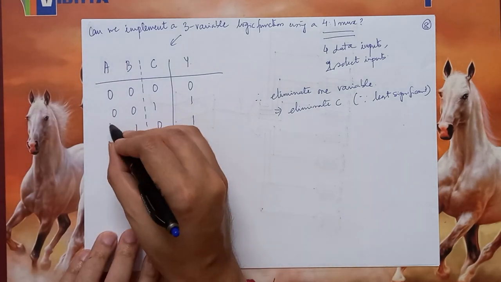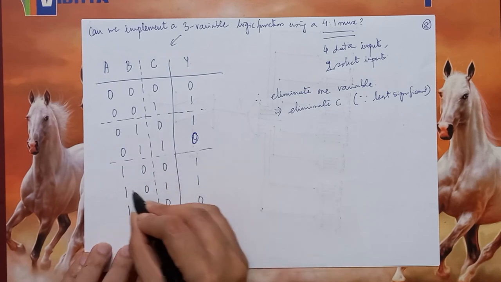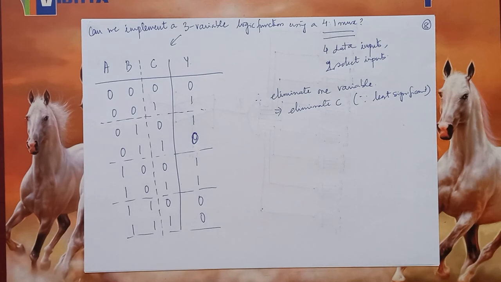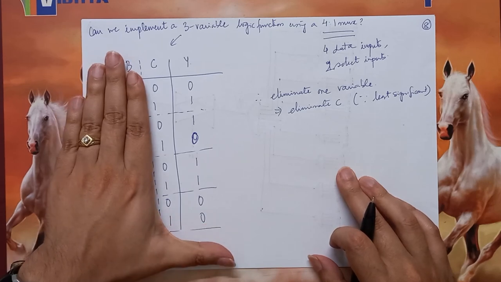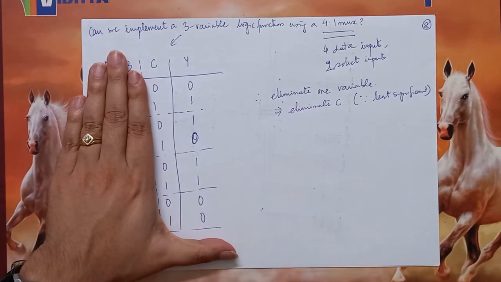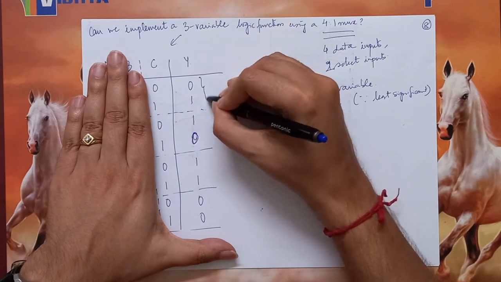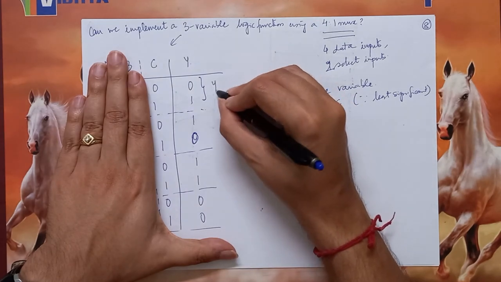Now let us partition horizontally using the period. Alright, this is how we do the partition. Now cover A and B. Look at y for each period as a function of c. For the first period over here, c is 0, 1, y is also 0, 1. So over here, y is equal to c.